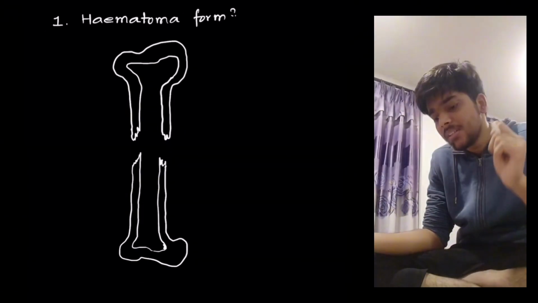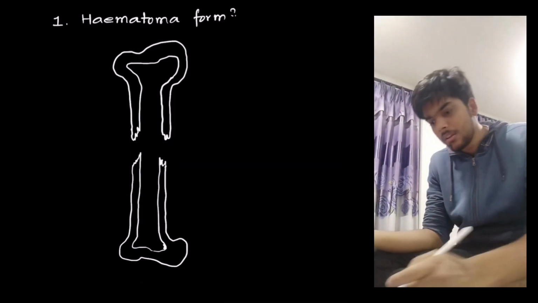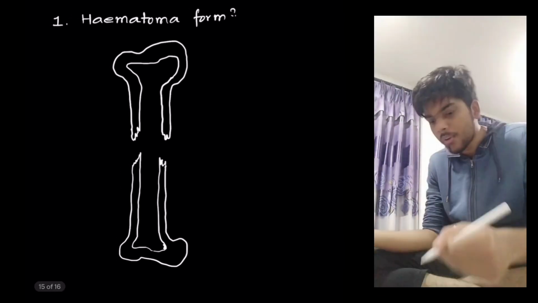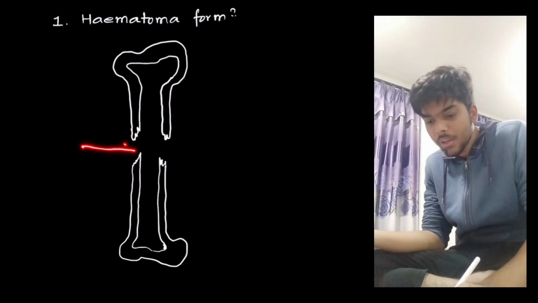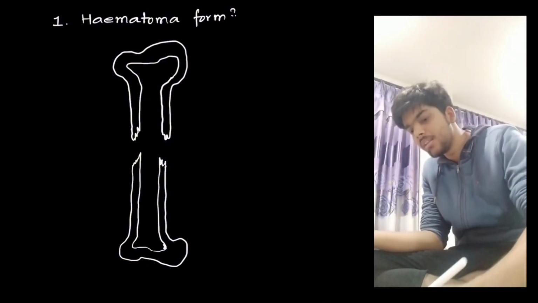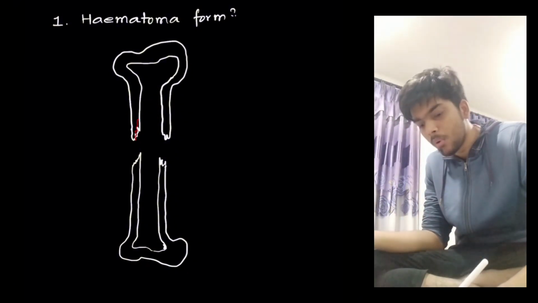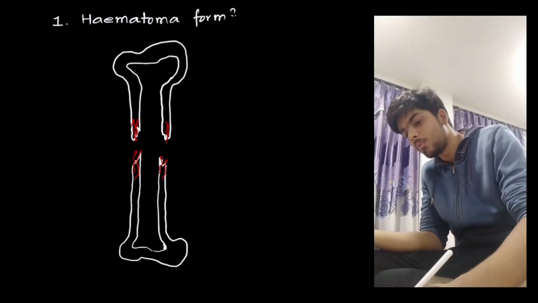So, the first step is hematoma formation. I have a long bone right here which has been fractured at this particular site. Then the blood vessels supplying this bone at that particular site also get ruptured. After the rupture of the blood vessel, what comes out?